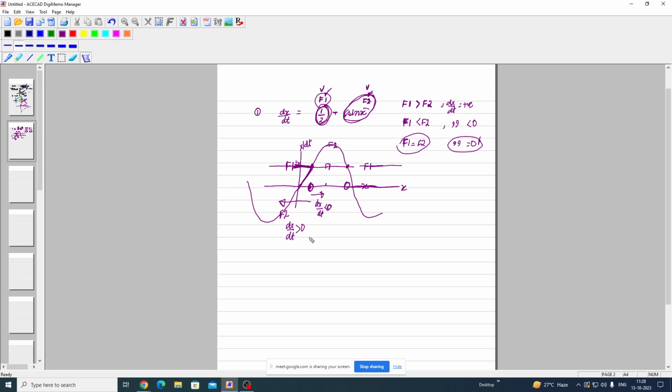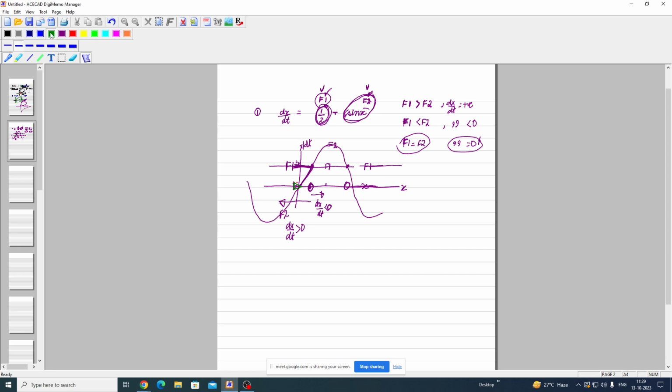So x is going to increase, which means the flow is going to be towards the right side. Let me change the color to draw this part. The flow is going to be towards the right side. Clear? Because dx by dt is positive. To the right of the fixed point, dx by dt is negative. It's less than 0, which means x is going to reduce.